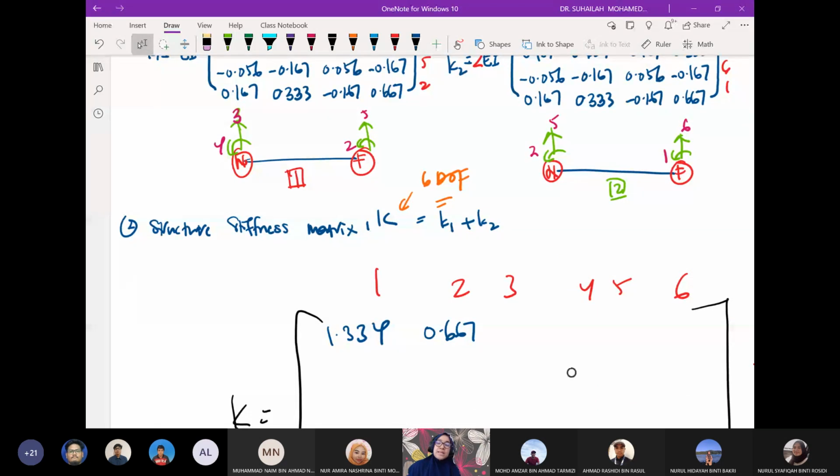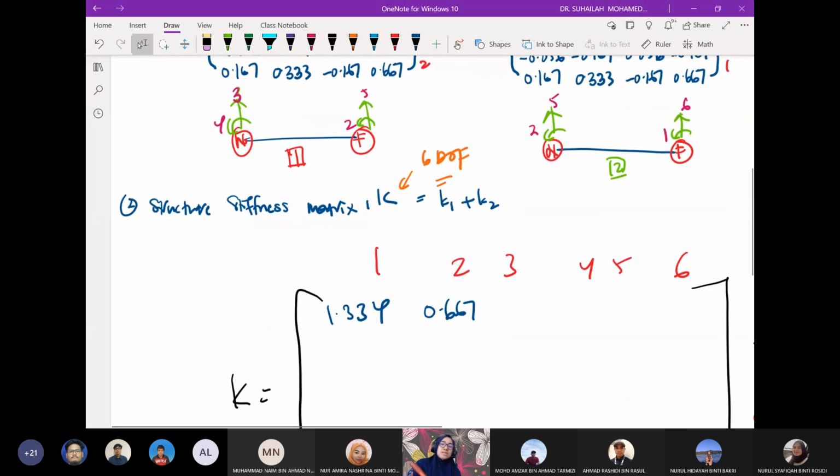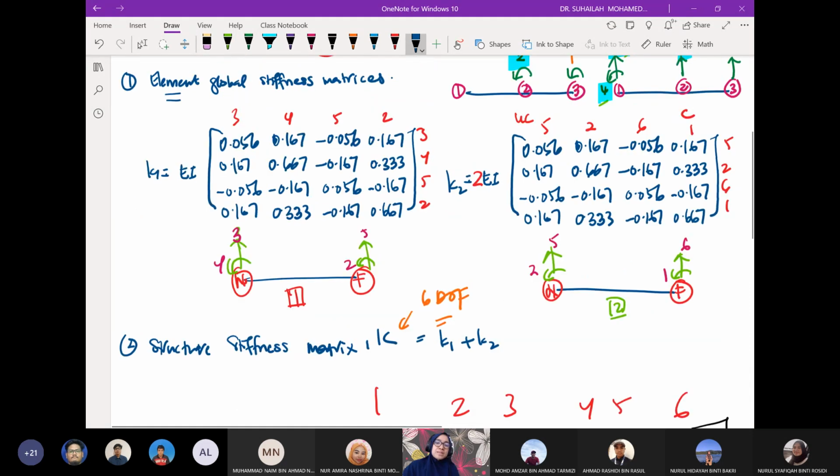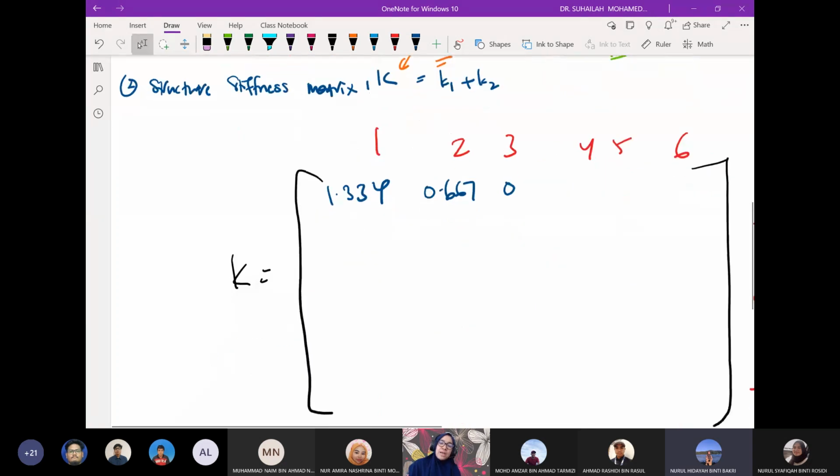Zero. Yes. Tak ada, tak jumpa value. If you don't find the value yang you cari tu, you just put zero. So tak ada, there is no intersection pun. Okay, dia zero. So kat sini zero. Then cari pula 4114. Ada tak 4114 in both K1 and K2? Tak ada. Okay. Tak ada, kosong.